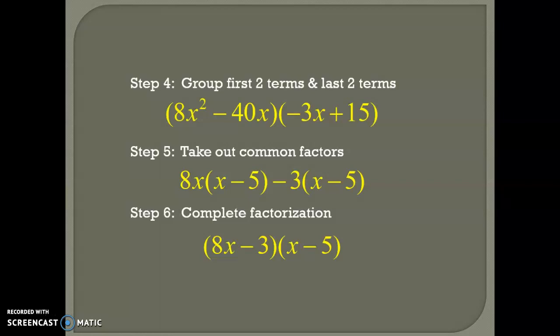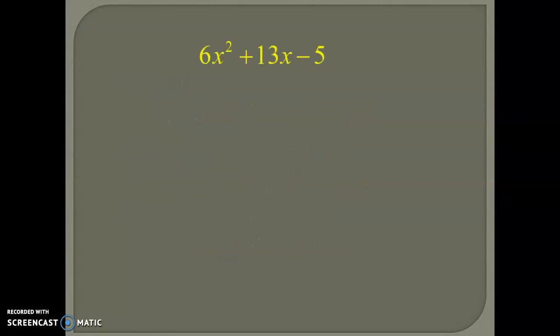Okay? So let's try another one. Let's look at another one and see how this works. So you have 6x squared plus 13x minus 5. Okay, again, you have an advanced factorization kind of question because the a value in front of the x squared term is not 1.